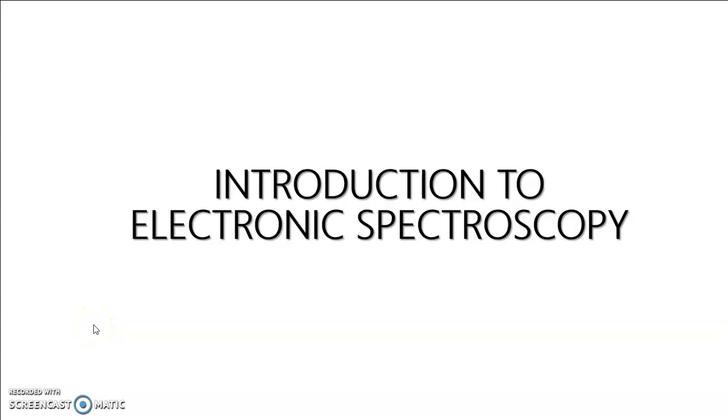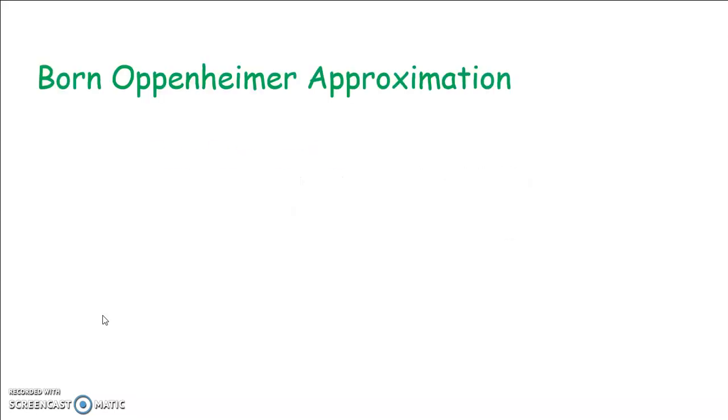Hello everyone. In this lecture, we are discussing molecular electronic spectroscopy, wherein we are considering the electronic transitions in a molecule. We have talked about the Born-Oppenheimer approximation in previous modules, and this approximation can be used as the first approach to the electronic spectra of molecules.